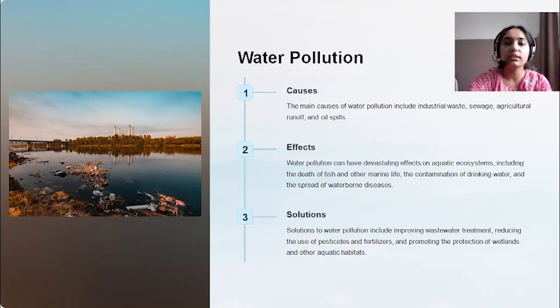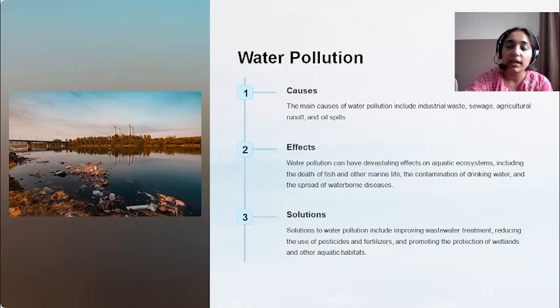Now, this is a summary slide of the water pollution. It consists of causes, effects, and solution. Causes, we have already discussed what the causes of water pollution are. The main causes of water pollution include industrial waste, sewage, agriculture runoff, and oil spills.